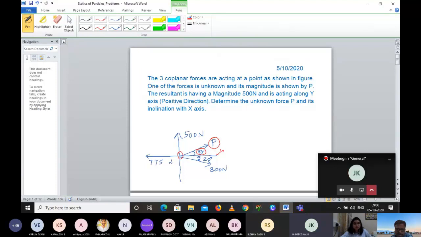So the resultant has a magnitude of 500 Newton. Please take a note of it. This is not a force, so immediately you have to mark this as a resultant. You should not consider this one as a force.